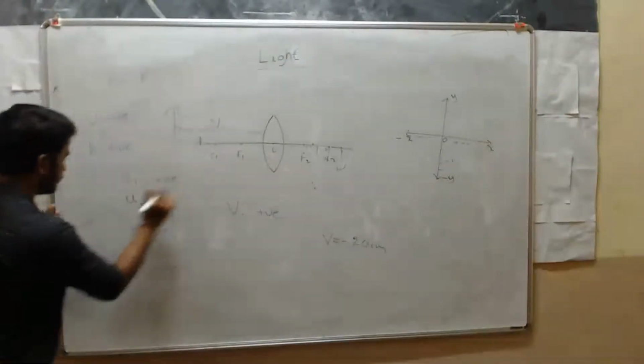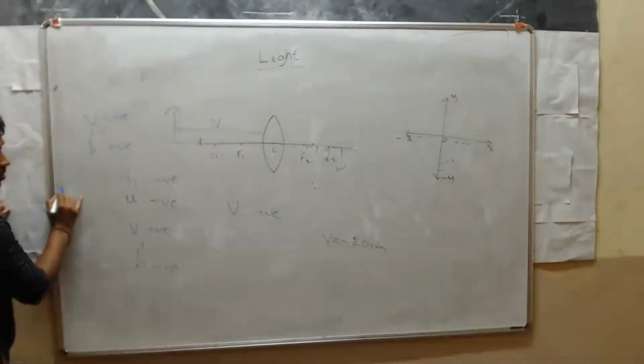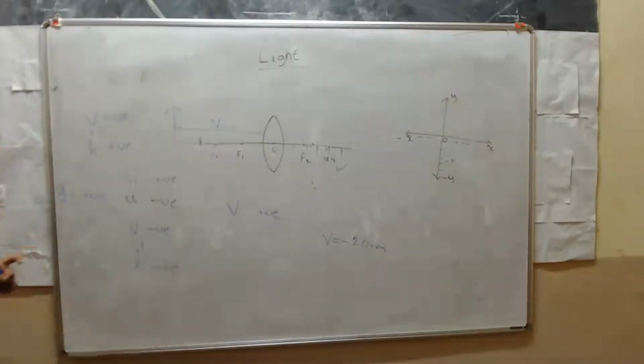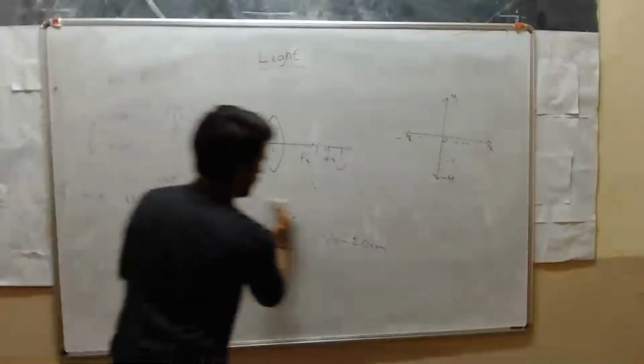So this is the sign convention, and now focal length. The focal length of the convex lens we always write as positive. Focal length of the convex lens is positive.